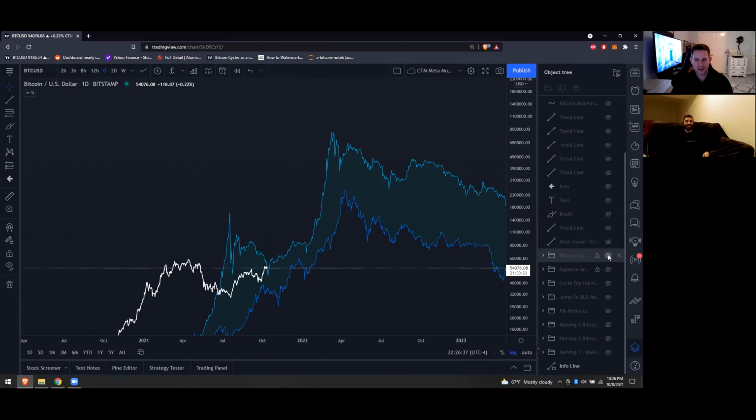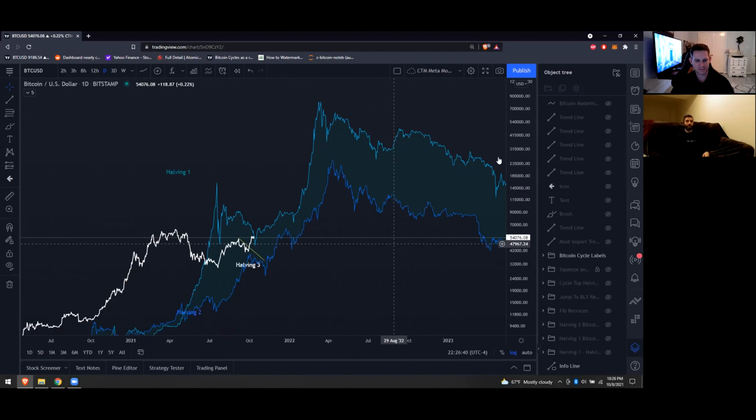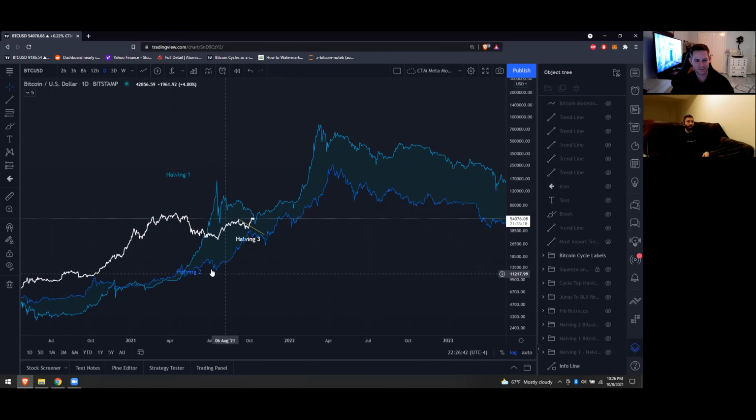And let's see. Just for those people on your channel, this is having one's price action plotted out onto this cycle. This is having two's price action. So the 2013 cycle, the 2017 cycle, and then our current cycle in white.